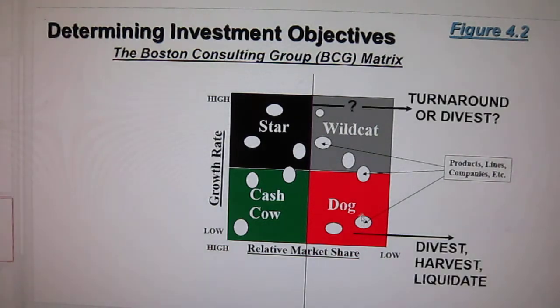So what you do with the dog is you get rid of it, you divest yourself of it. What you do with the wildcat is also divest or turn it around. It's a turnaround strategy, usually involving cost cutting. It's the only one you're not so sure of because you have low market share, but the high growth rate is encouraging. So it's a question mark product, you can call it, or problem child.